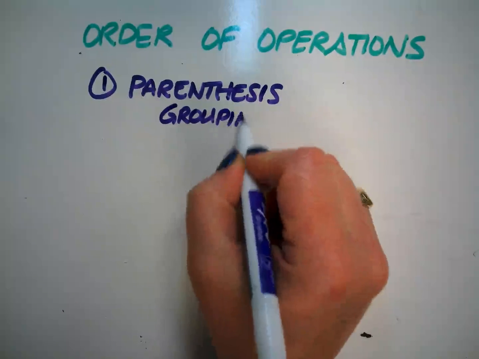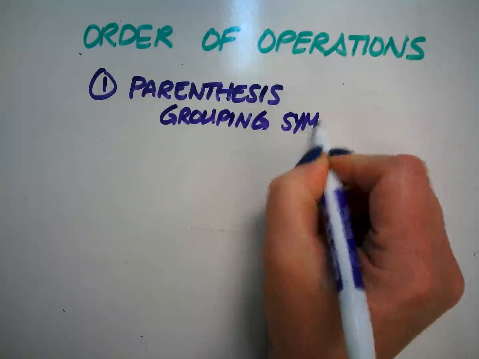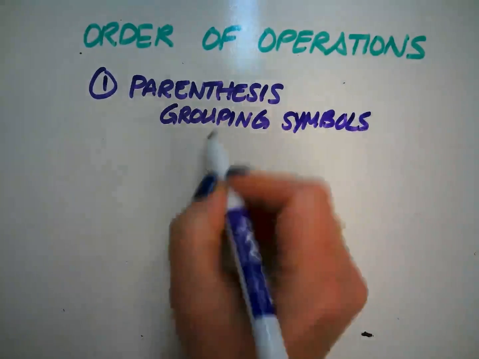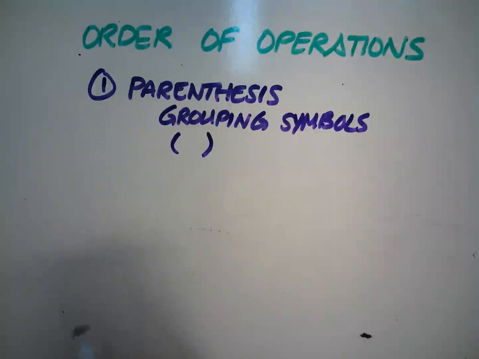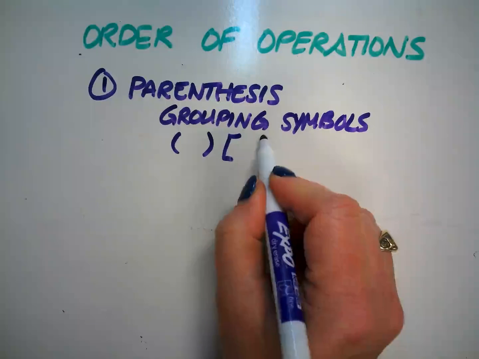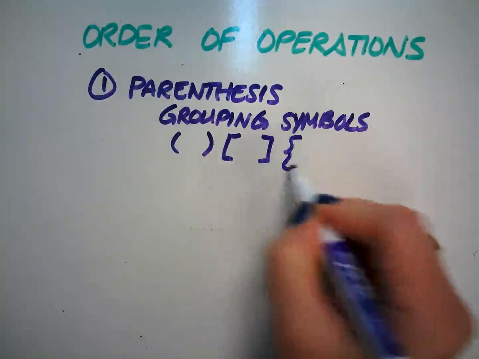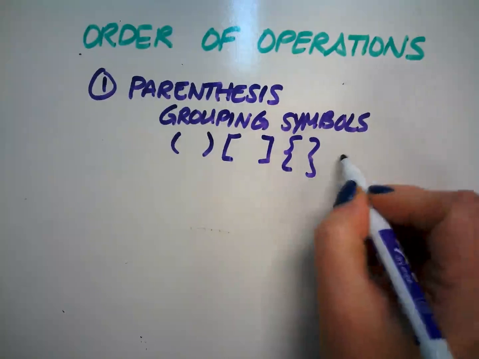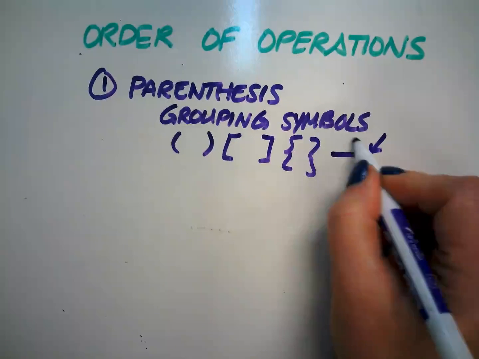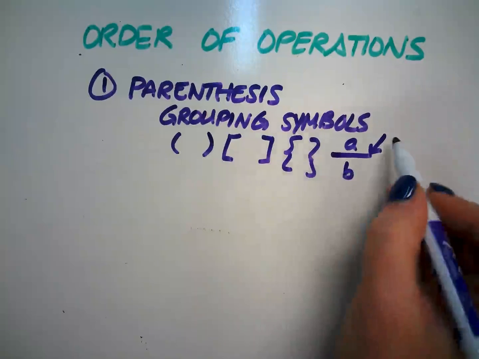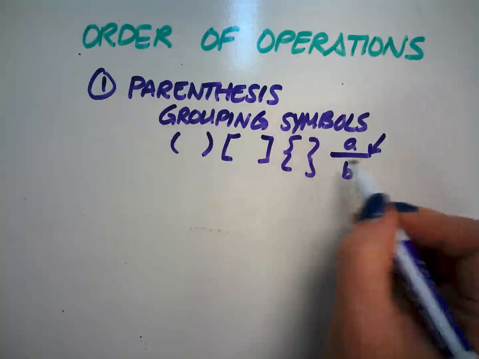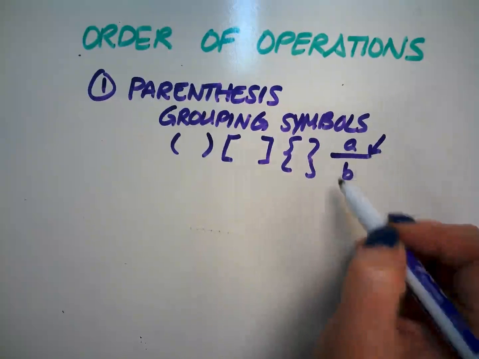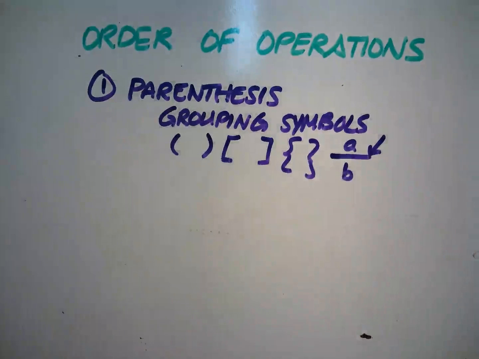And we talked about in class that there are lots of different ways to group numbers, one of which might be parentheses, one of which might be brackets, one might be braces, and you also can consider the fraction bar. Let's just say that this is a fraction and this is the fraction bar. It also acts as a grouping symbol. We do whatever's on top and whatever's on the bottom before we actually do the division. So number one is parentheses.